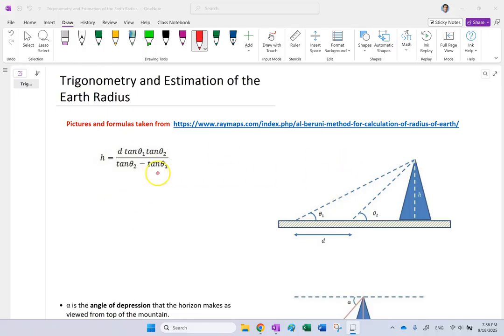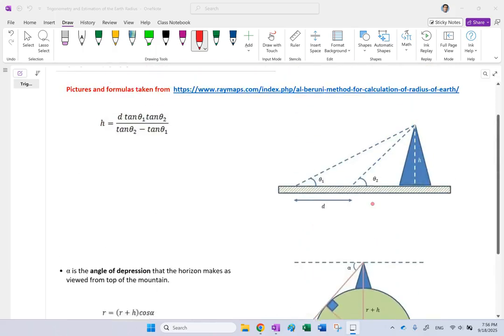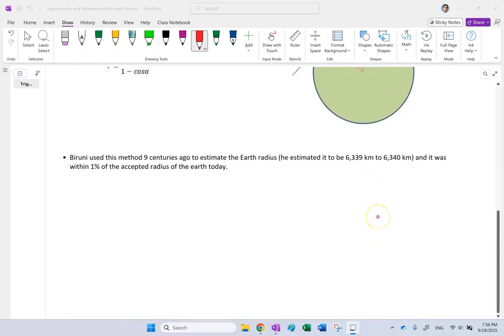The two pictures and the formulas are coming from this website. I could have made them myself, but I decided to take them from this website. So all the credit goes to those people, and they are really good pictures.